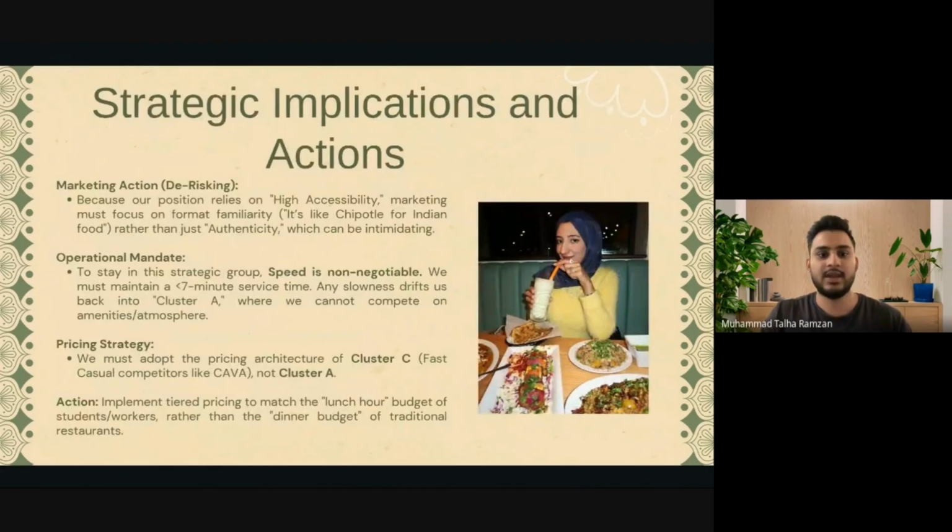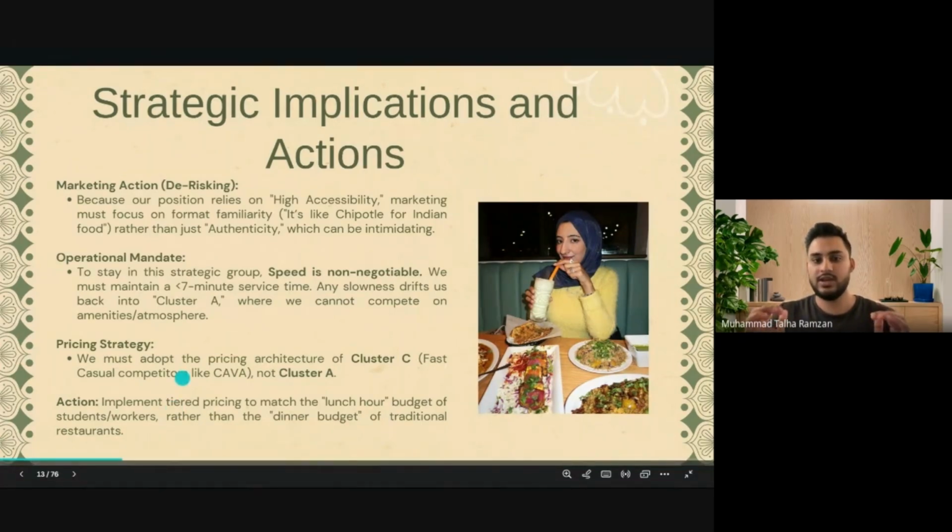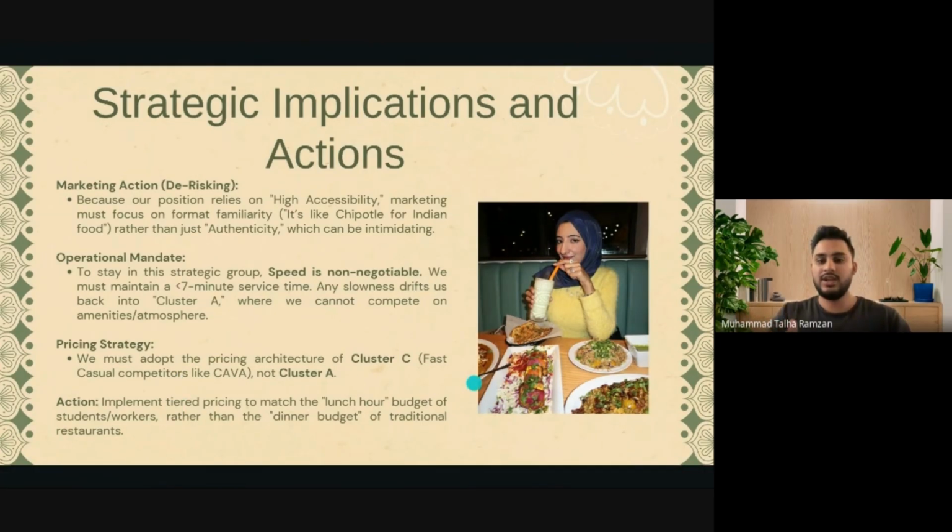All right, next. So what are the strategic implications? For marketing, because our position relies on high accessibility, our marketing is going to be around that point, which is we need our customers to feel some sort of familiarity. We're going to market it as Chipotle for Indian food. Since our selling point is high speed, we're going to make sure that our operations are also in that direction, where speed is non-negotiable. And our pricing strategy is also going to be around where the fast foods are, not traditional Indian restaurants. Next slide.